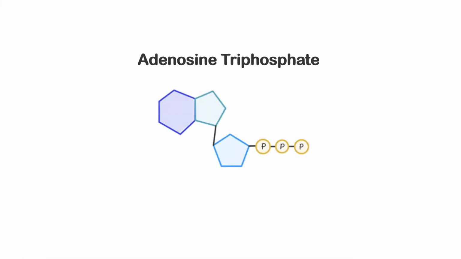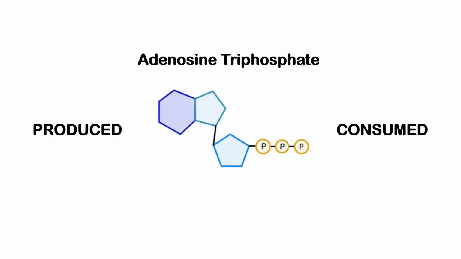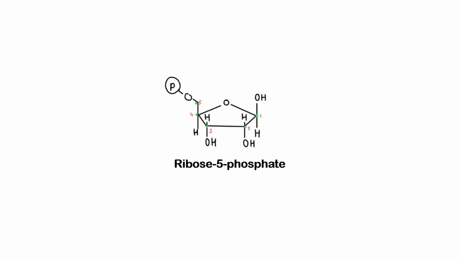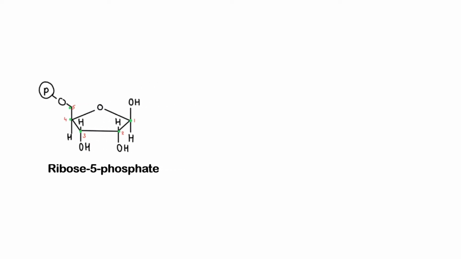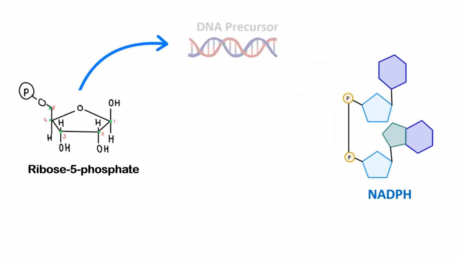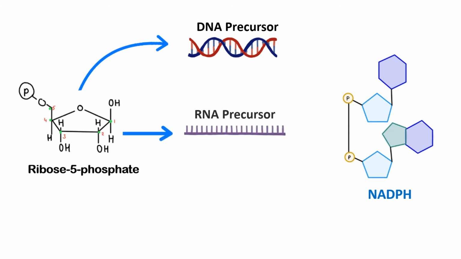The process is unique due to its lack of production or consumption of adenosine triphosphate, or ATP. The pentose phosphate pathway is instead responsible for producing ribonucleotides and NADPH. The ribonucleotides are precursors for DNA and RNA. The NADPH is a reducing agent needed for fatty acid synthesis and acting as a coenzyme by supplying electrons.